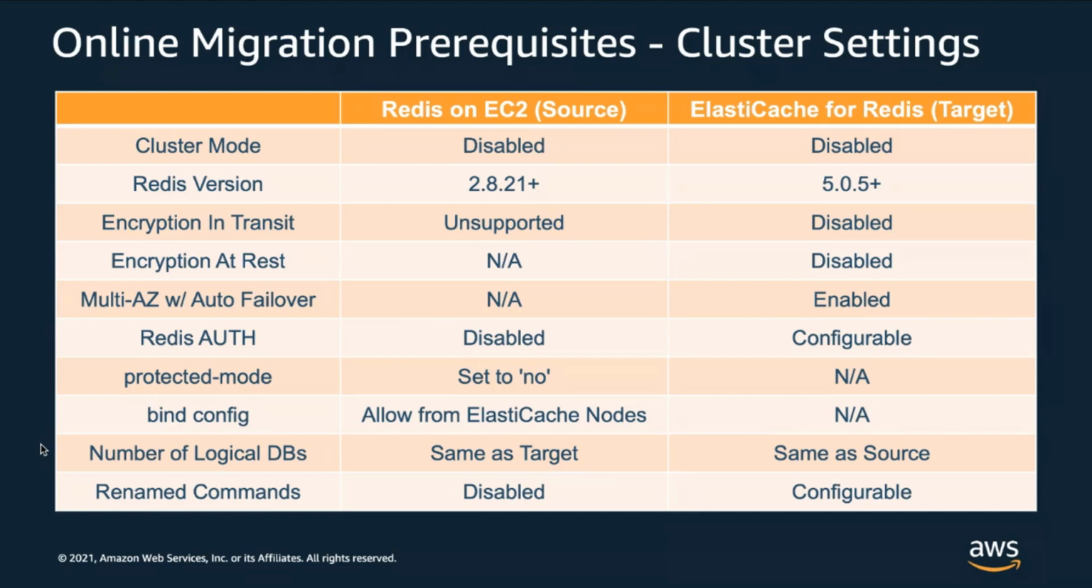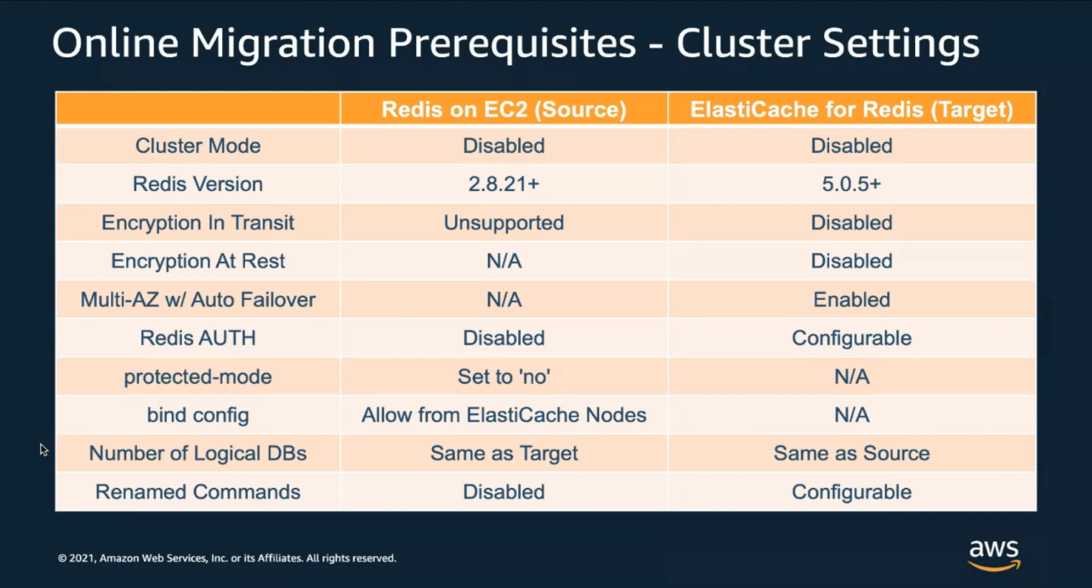Make sure that the configuration of your Redis on EC2 and the ElastiCache for Redis deployment are compatible. At a minimum, all the following in the target ElastiCache deployment should be compatible with your Redis configuration for Redis replication. Your Redis cluster should be in cluster mode disabled configuration. Your Redis on EC2 instance should not have Redis auth enabled. Redis config protected mode should be set to no. If you have bind configuration in your Redis config, then it should be updated to allow requests from ElastiCache nodes.